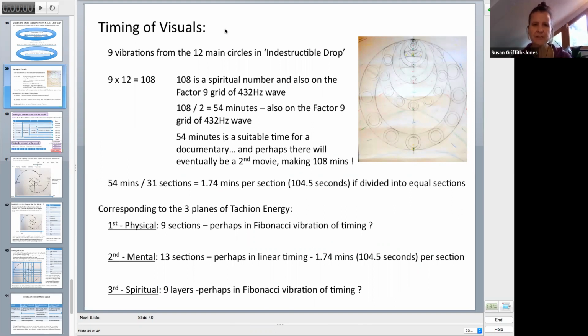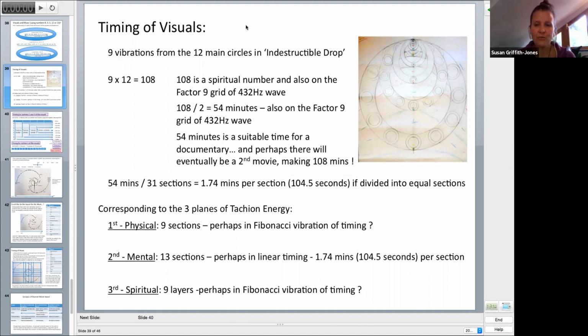So I come back again to this 9 vibrations, which occur with each of the 12 main circles in the indestructible drop. So 9 times 12 is 108. 108 is one of the numbers on our factor 9 grid of 432 Hertzian wave. Great.